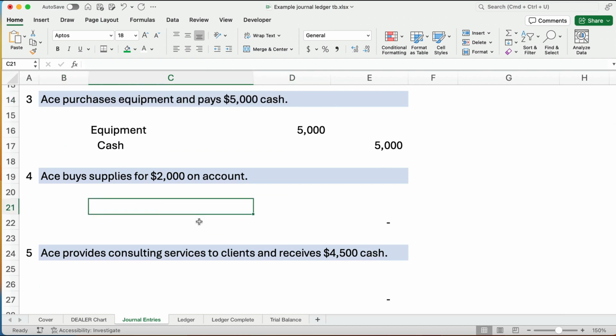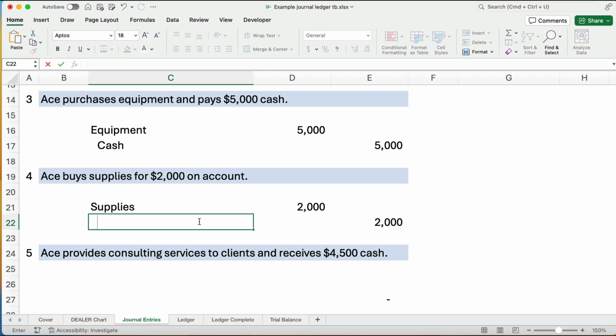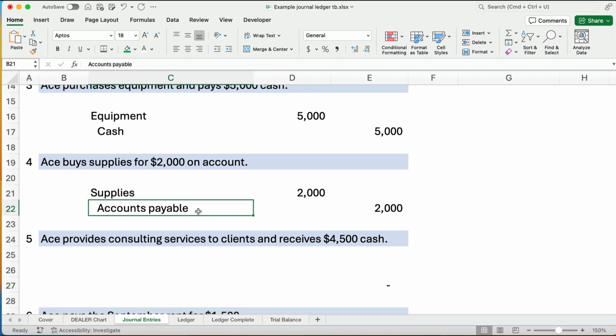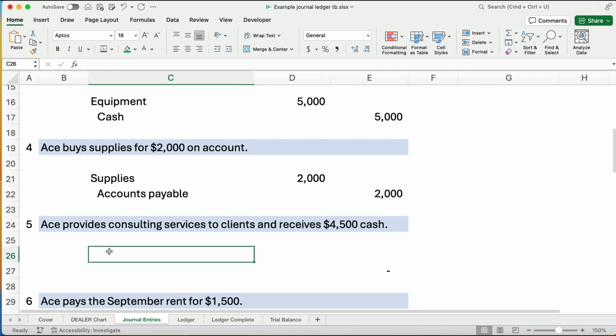All right, so let's say Ace buys supplies for $2,000 on account. We know that's going to be $2,000. And so what do we debit? Well, supplies. We purchase supplies as an asset. And did we pay cash, or will we pay cash later on? Well, we purchase it on credit or on account. So therefore, we're going to say this is accounts payable. We have an obligation to pay cash later on, so accounts payable. We did not pay cash yet for this transaction of supplies. So this is an asset going up and a liability going up. Debits and credits still have to equal.